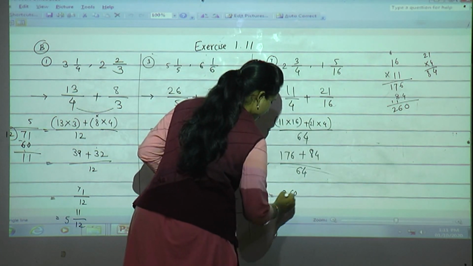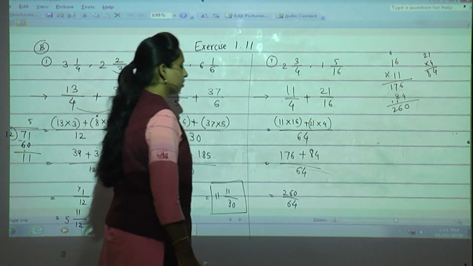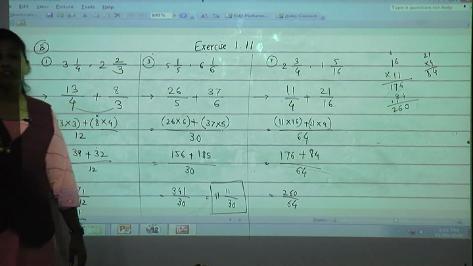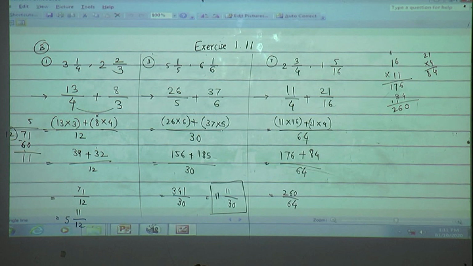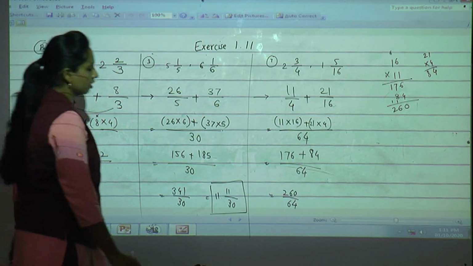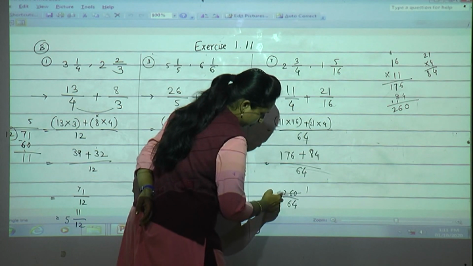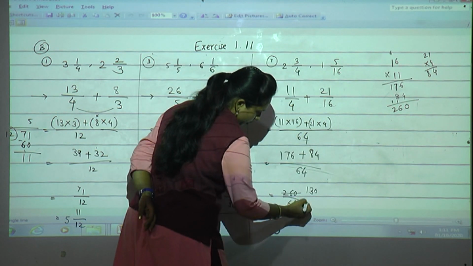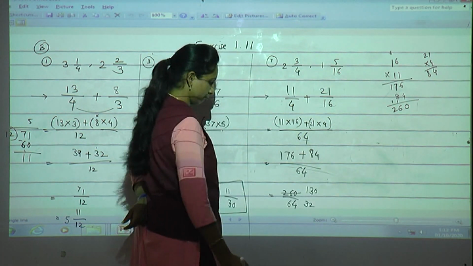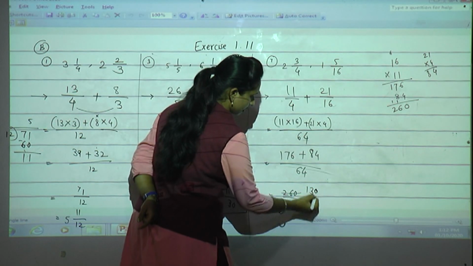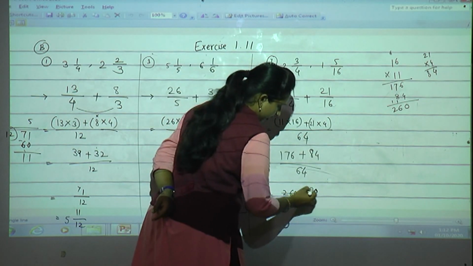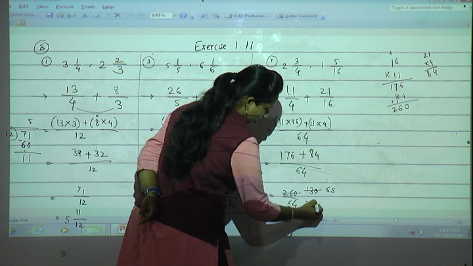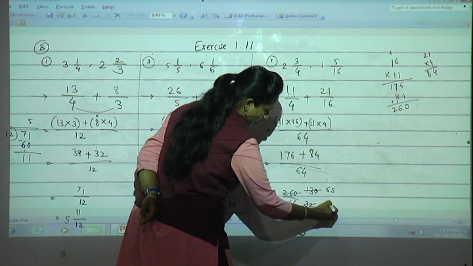260 divided by 64. See students, here both the numbers are even numbers. So what we can do is divide both the numbers by the 2 table. Isn't it? Now see, 2 ones are 2, 2 threes are 6, 0 as it is. 2 threes are 6, 2 twos are 4. Again 0 and 2, still we can go for the division. 2 6s are 12, 1 will remain, 2 5s are 10. Here also 2 1s are 2, 2 6s are 12.